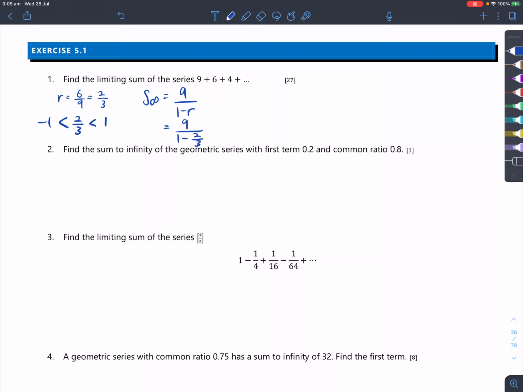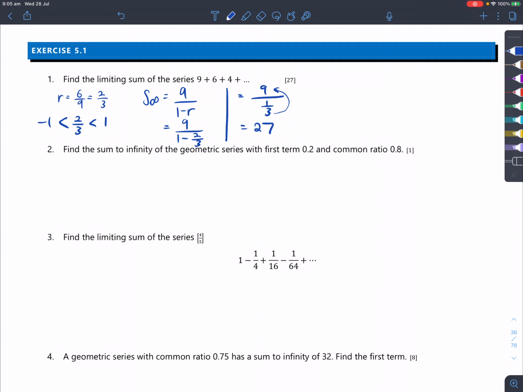Our limiting sum formula is a over 1 minus r, a being 9, and 1 minus 2/3 as the ratio. If we put that in our calculators, or if you just simplify the bottom, it will be 9 over 1/3, and that's the same thing as 9 times 3, which is 27. So this sum here is going to approach the number 27 as it goes on.